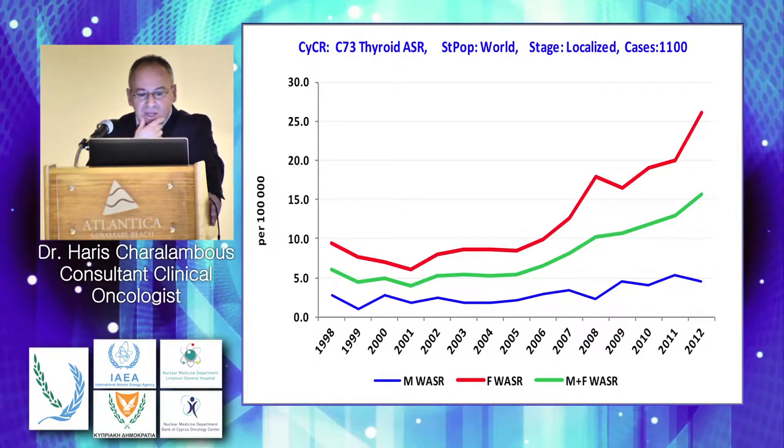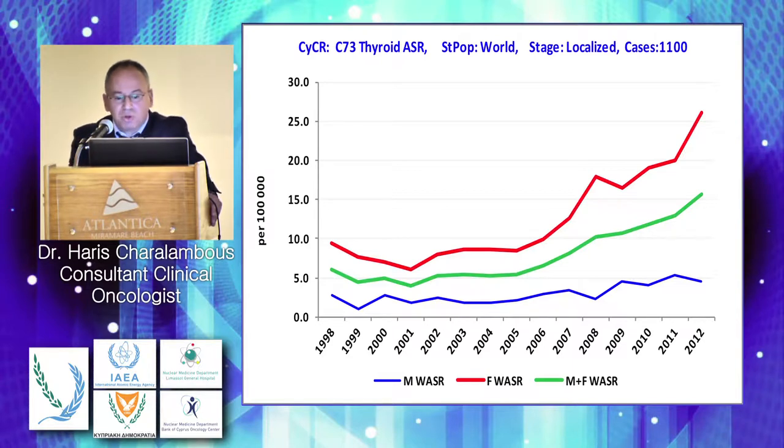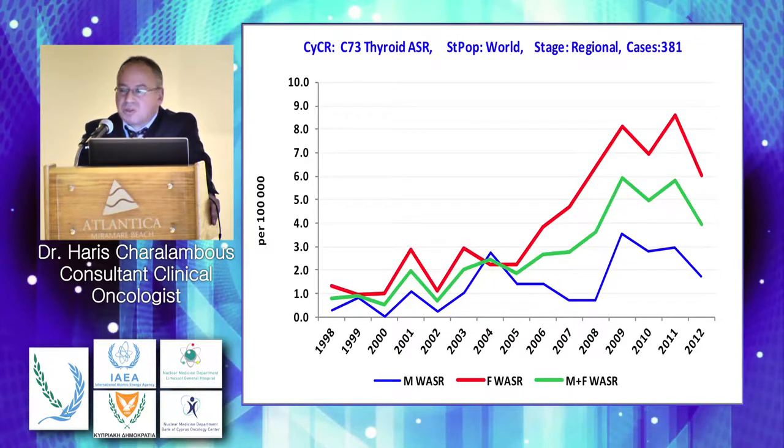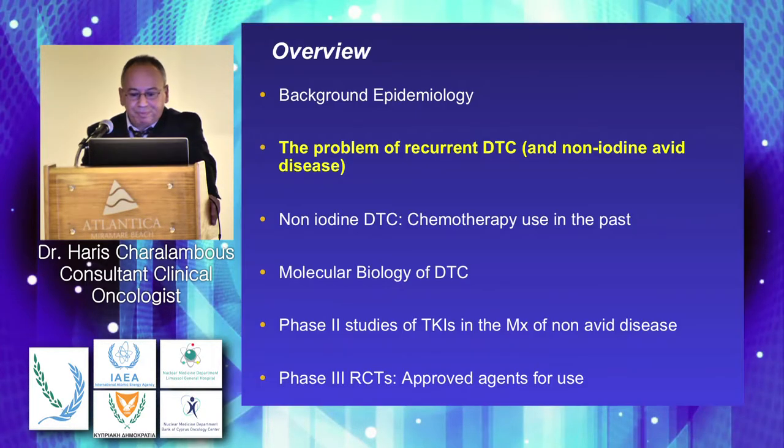These are the data from Cyprus. This has more localized tumors, and you can see there is quite a marked increase, two to three fold over the last few years. And when you also look at the patients with regional disease or lymph node disease, again we've got an increase. These are significant cancers. These are not microcarcinomas. So I think that's an important message.